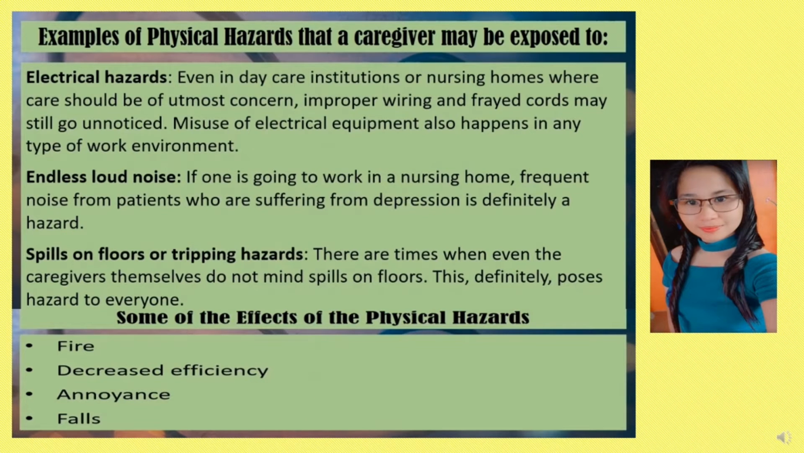Examples of physical hazards that a caregiver may be exposed to: electric hazard, endless loud noise, spills on floors, or tripping hazards. Ano bang pagkakaiba ng tatlong to? Okay, electrical hazards, even in daycare institutions or nursing homes, workers should be of utmost concern. Improper wiring and frayed cords may still go unnoticed. Misuse of electric equipment also happens in any type of work environment.